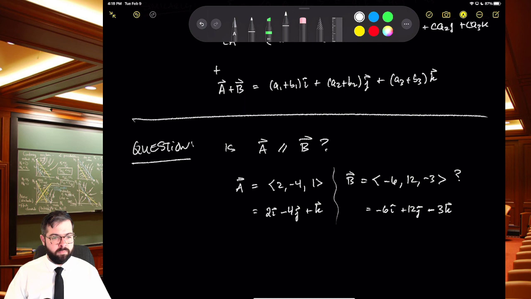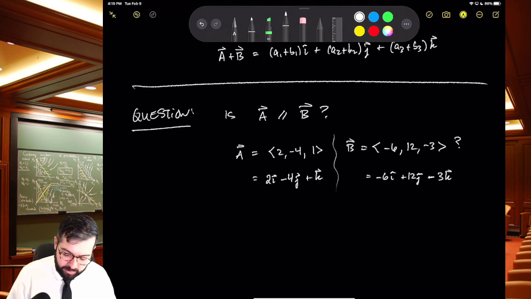I'm gonna guess yes without doing any calculation. Nice. Throw it to the wall, see if it sticks. Why do you think so? If you divide everything in B by -3, it becomes A. Yeah, right. So we could say that just by looking at the components, if I factored out a -3 over here, I'd be left with 2i minus 4j plus k.